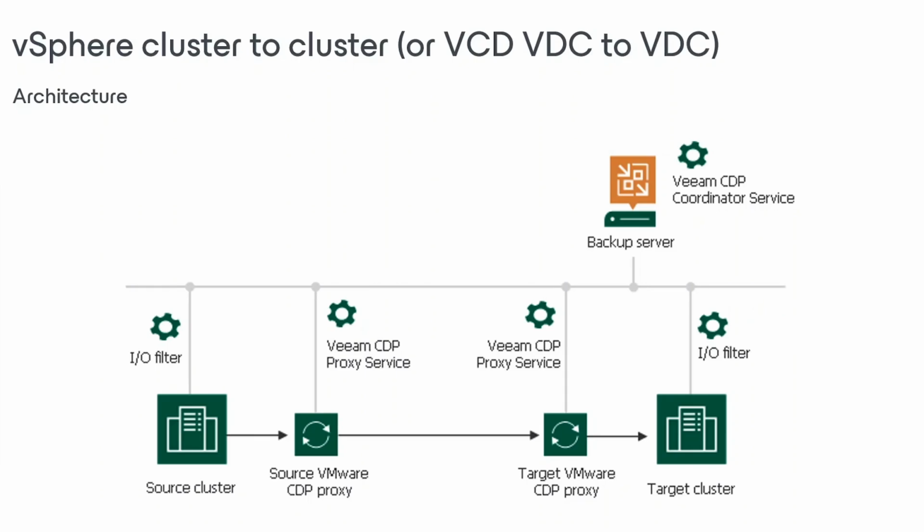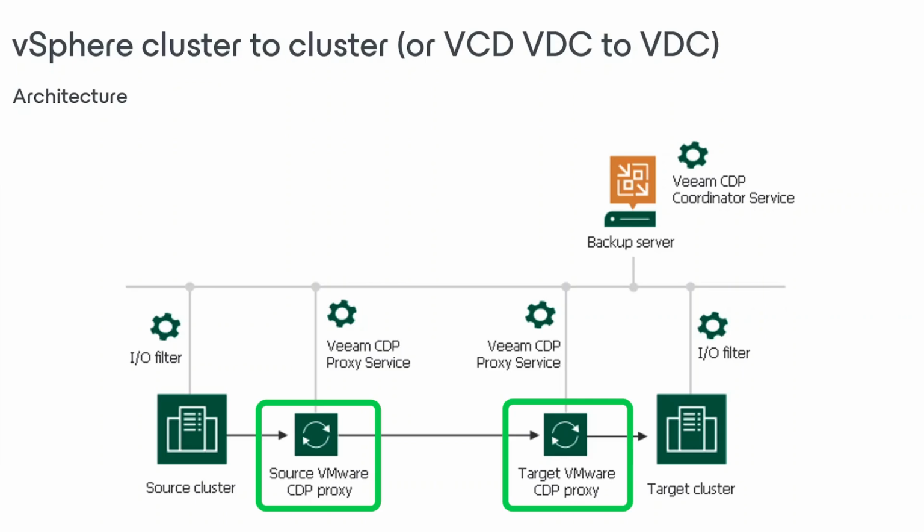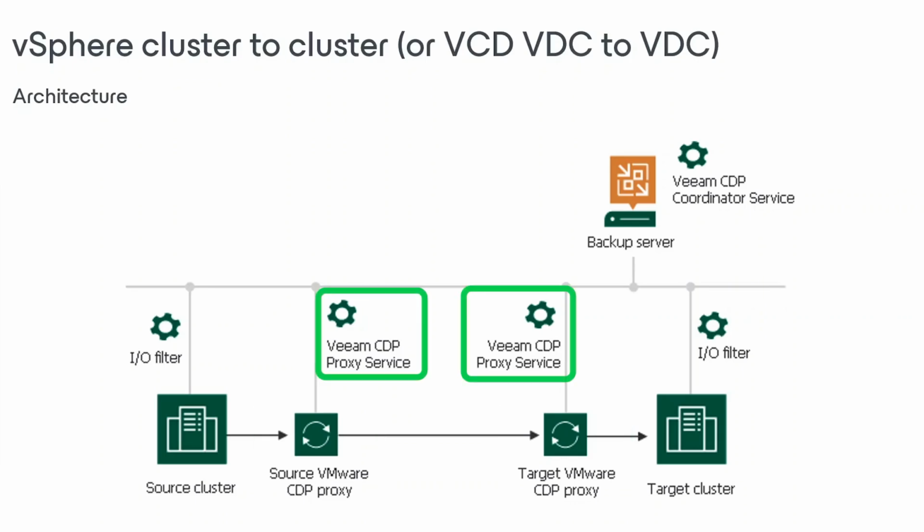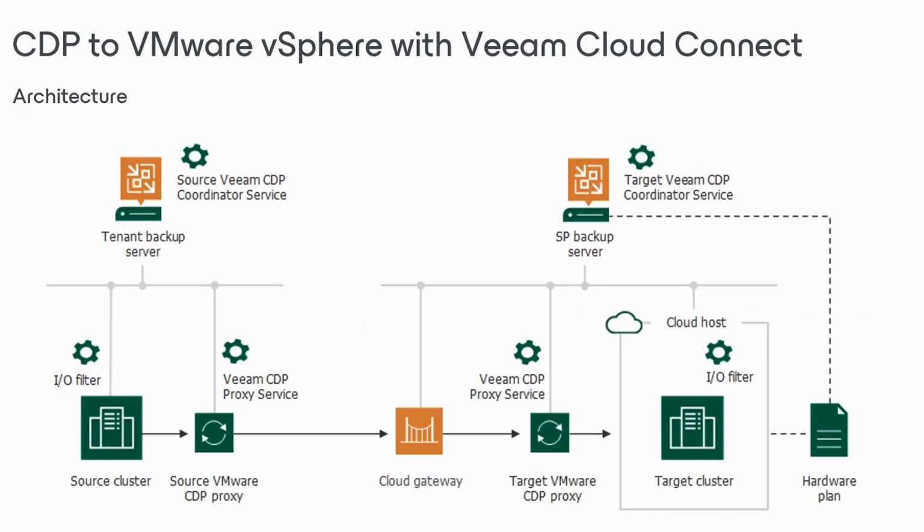Now, the same architecture also applies to VMware Cloud Director, so we could have a source VDC or a target VDC, right? The required components in this case are the backup server, which holds the CDP coordinator service. We also have the I/O filter, left and right, source and target, which is deployed on the vSphere cluster, so on each ESXi host. And then we also have source and target VMware CDP proxies, and these hold the designated CDP proxy services.